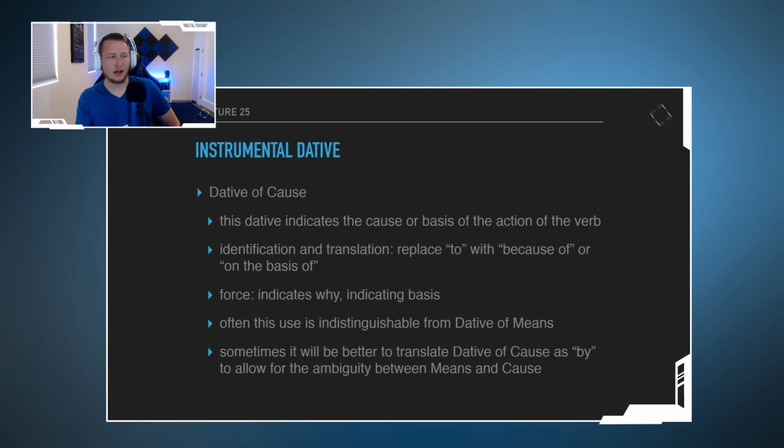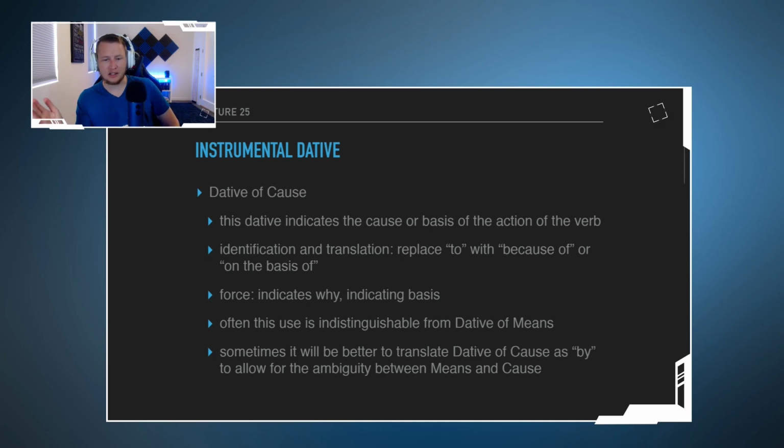Then there's the dative of cause, still instrumental. This dative indicates the cause or basis of the action of the verb. So you identify and translate it by replacing "to" with "because of" or "on the basis of." It indicates why. It provides the foundation, the basis of the action. Often this use is indistinguishable from the dative of means. So sometimes means and cause are indistinguishable.